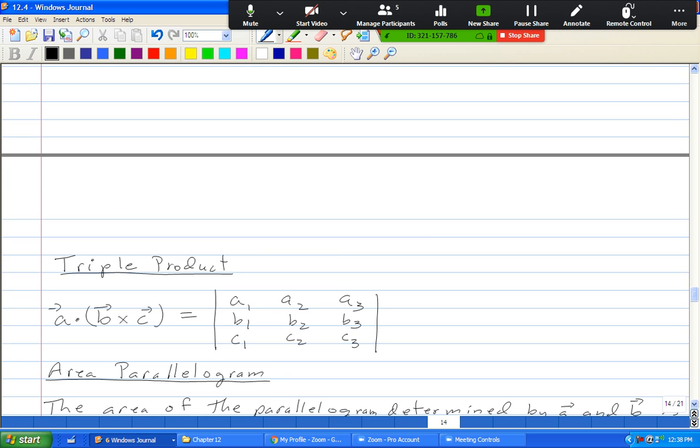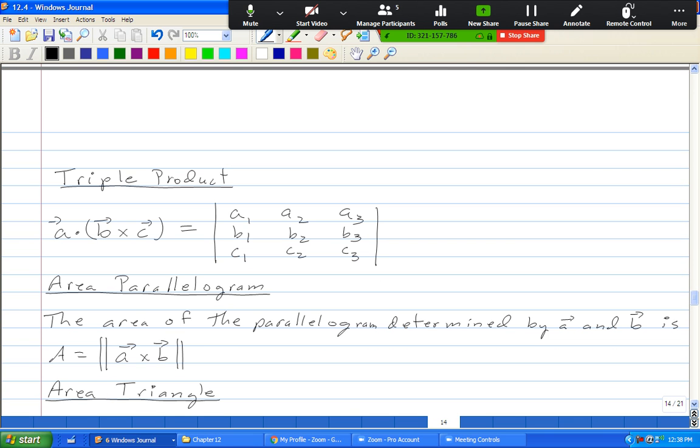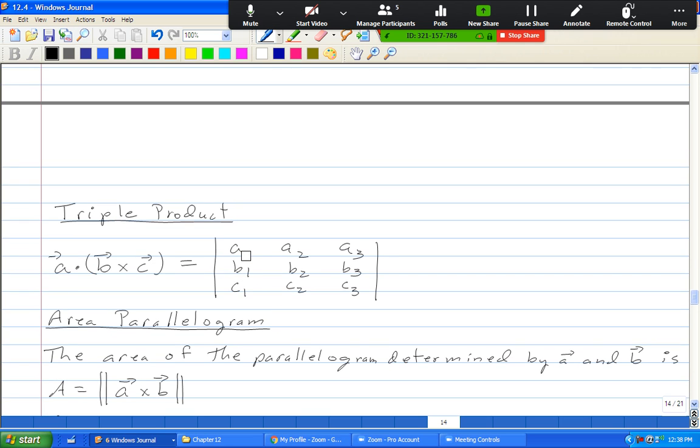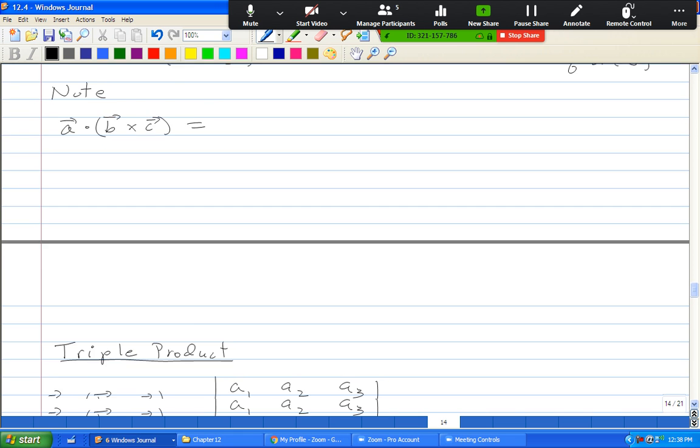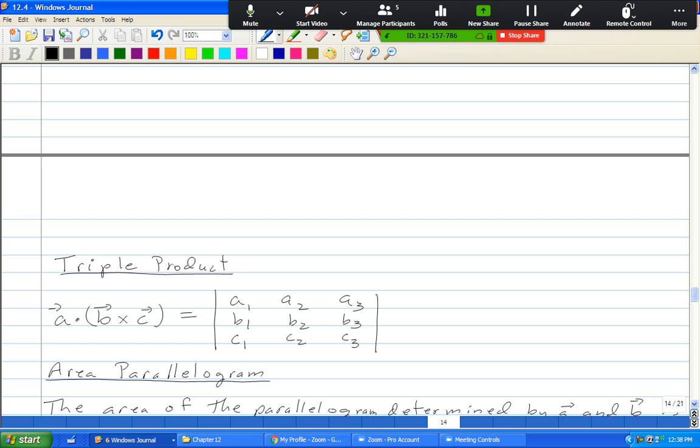Okay, so the triple product. The triple product is just defined as A dot B cross C, which turns out to be this. Well, actually, let me do that. Since I have a little bit of room, maybe I can show this. Okay, so let me just show that.